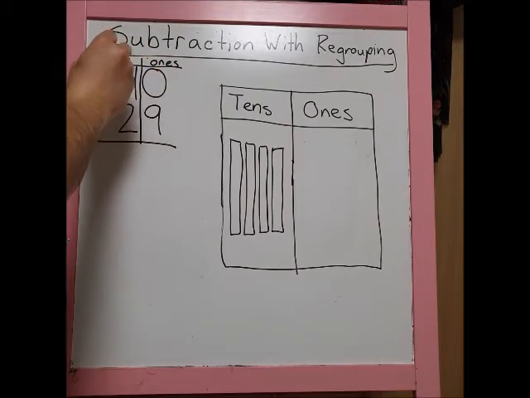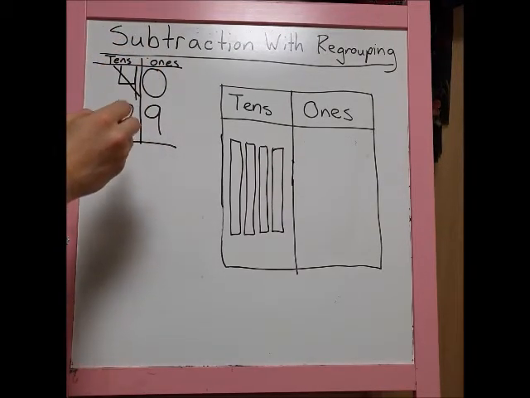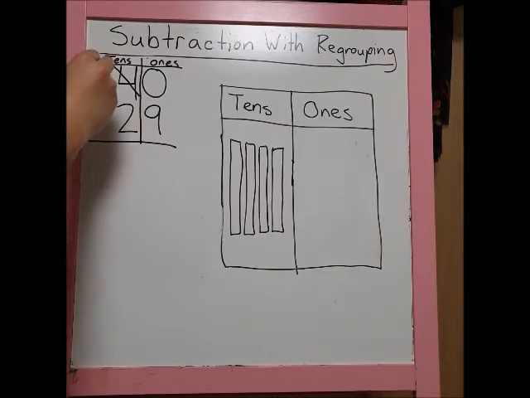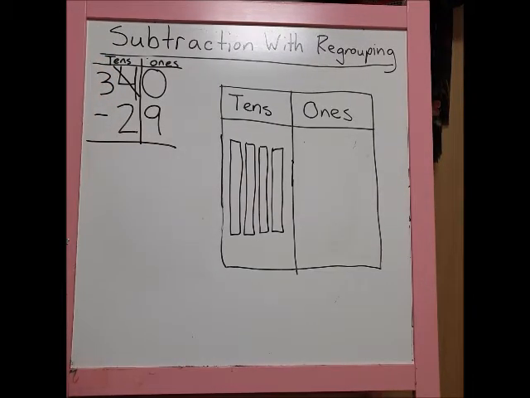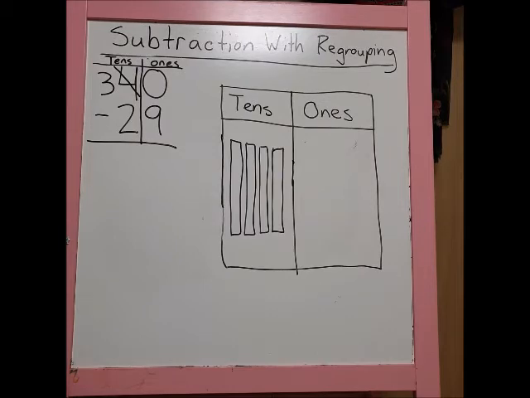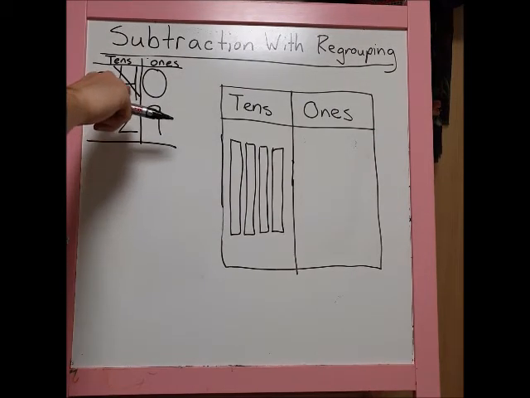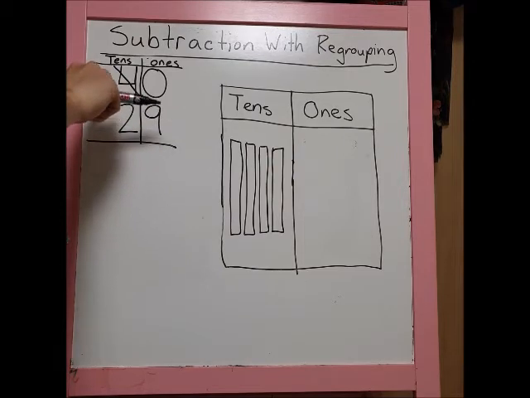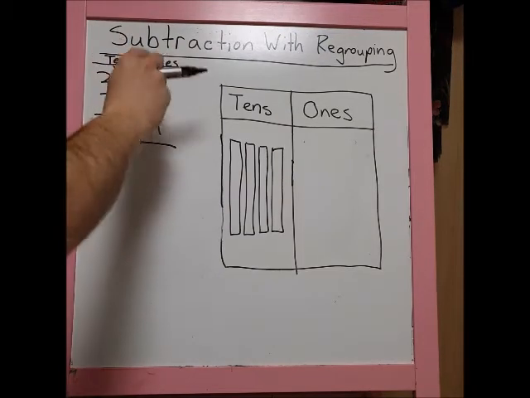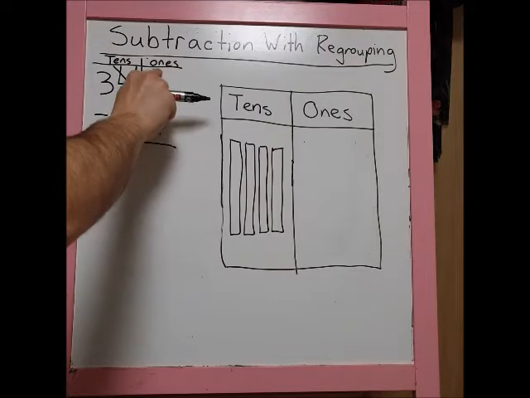So we can cross out this 4 and we're going to write 3, because we only took away one ten. We didn't take away all of the tens. We just borrowed one ten from the tens column. So it went from 40 to 30 here, to 3. Now I'll just move this over a little bit.